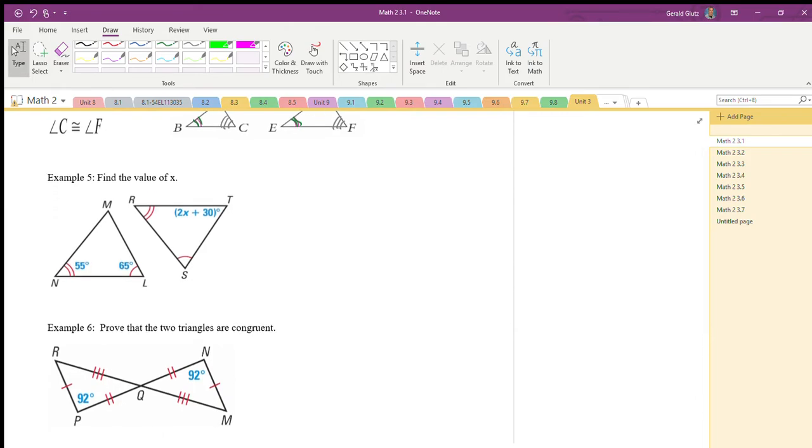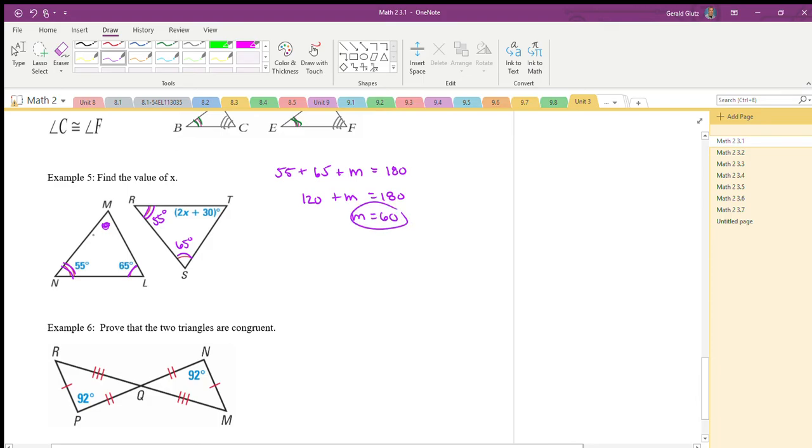So find the value of x. Well, we know that 65, or L, I should say, is congruent to S, so this has to be 65. N is congruent to R, so this has to be 55. So again, we always know that triangles add up to 180 degrees. So to figure out what angle M is here, I could do 55 plus 65 plus M equals 180. So combine these and I get 120. So M has to equal 60. So this is 60 degrees.